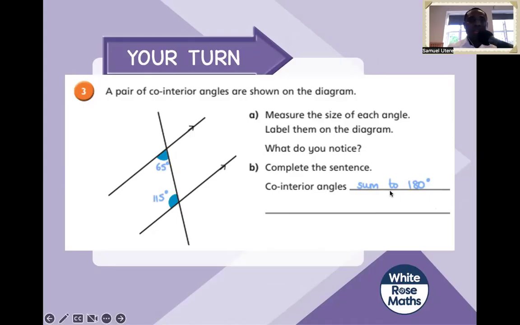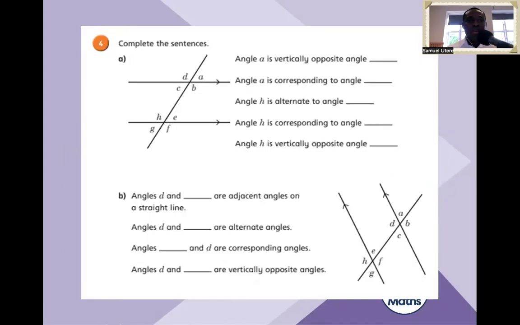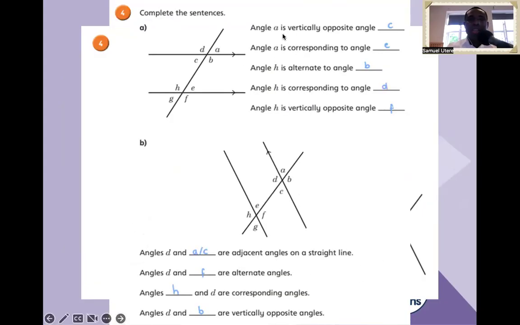Pause the video and answer question 4 in 3 minutes. Assuming you've paused the video and you've answered question 4, here are the answers. Let's discuss them. For 4a, angle A is vertically opposite to angle C, and you can see it here. By now, you know the geometric facts that we've learned. Angle A is corresponding to angle E. You can see it there.